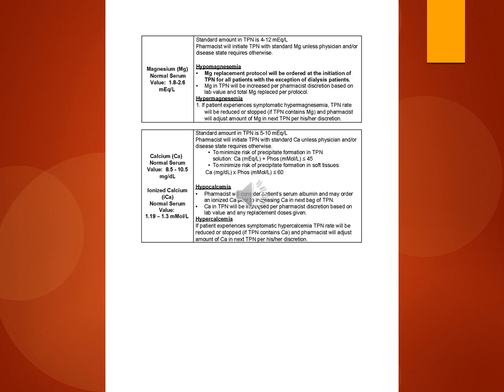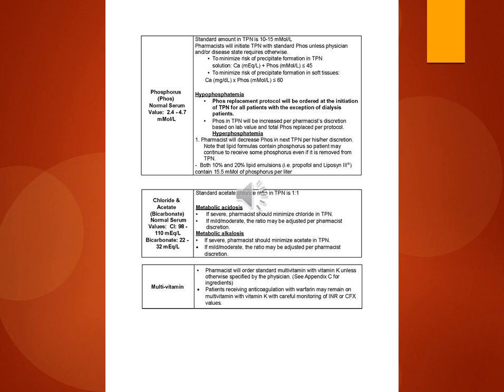Hypocalcemia. Pharmacist will consider patient's serum albumin and may order ionized Ca prior to increasing Ca in next bag of TPN. Ca and TPN will be increased per pharmacist discretion based on lab value and any replacement doses given. Hypercalcemia. If patient experiences symptomatic hypercalcemia, TPN rate will be reduced or stopped. If TPN contains Ca, the pharmacist will adjust amount of Ca in next TPN at his/her discretion.